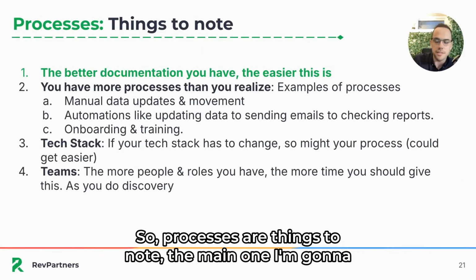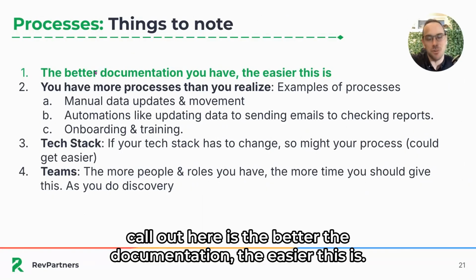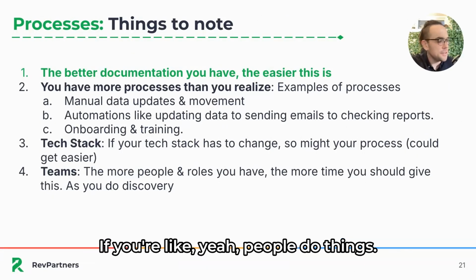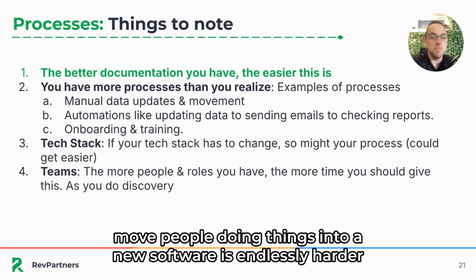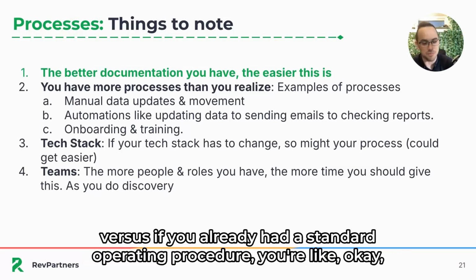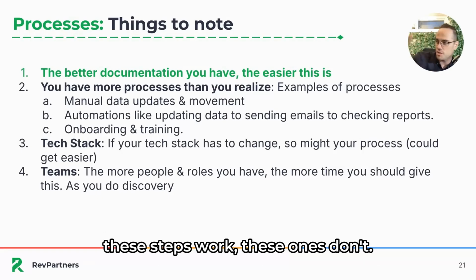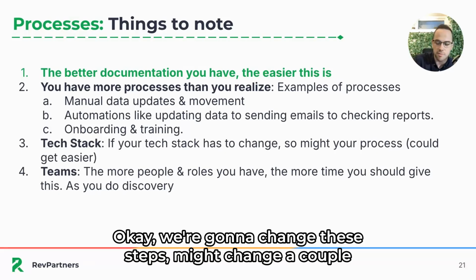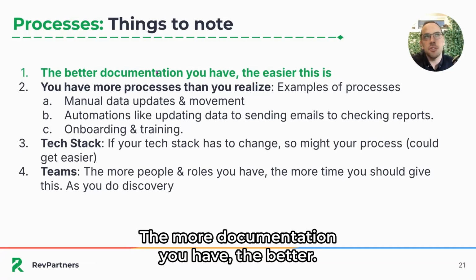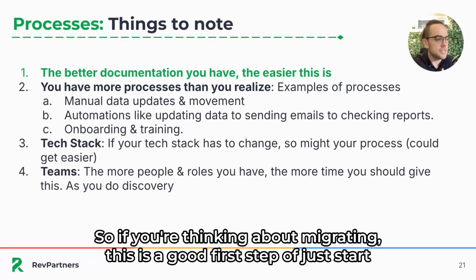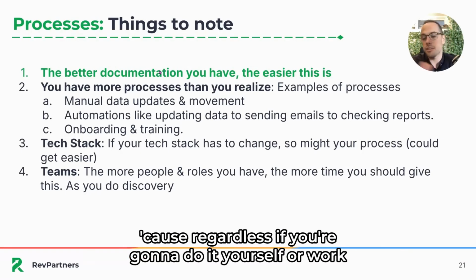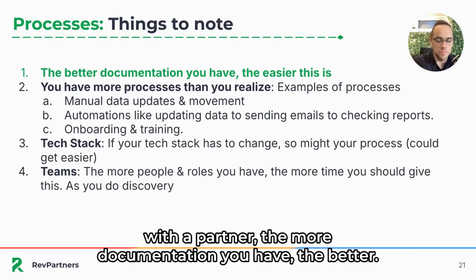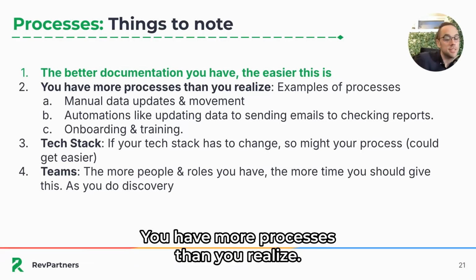So with processes, the main thing I'm going to call out here is the better the documentation, the easier this is. If people do things and it happens, but you don't have anything documented, how you move people doing things into a new software is endlessly harder versus if you already had a standard operating procedure. You're like, okay, these steps work, these ones don't. Okay, we're going to change these steps. We might change a couple of words here, change a couple of links. The more documentation you have, the better. So if you're thinking about migrating, a good first step is to start to document in some way. Because regardless of whether you're going to do it yourself or work with a partner, the more documentation you have, the better. You have more processes than you realize.